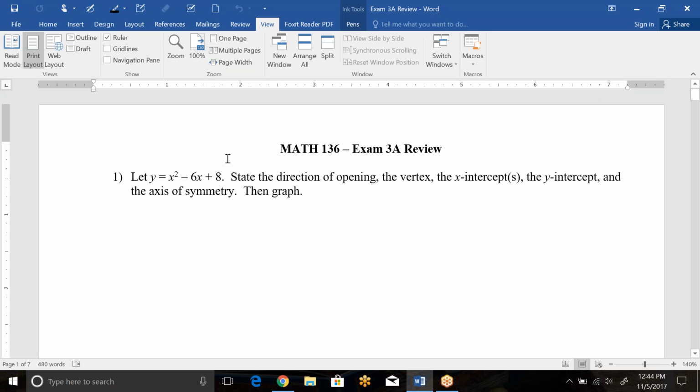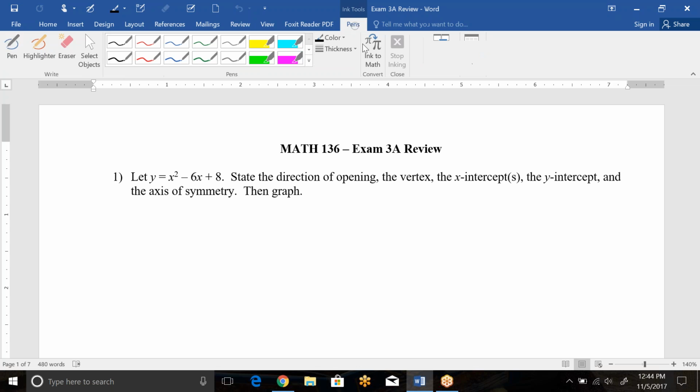So it says let y equal x squared minus 6x plus 8, so definitely a quadratic because of the x squared being the highest power. State the direction of opening, that means does the parabola open up or down, the vertex, the x-intercepts, and the y-intercept, and the axis of symmetry, then graph.